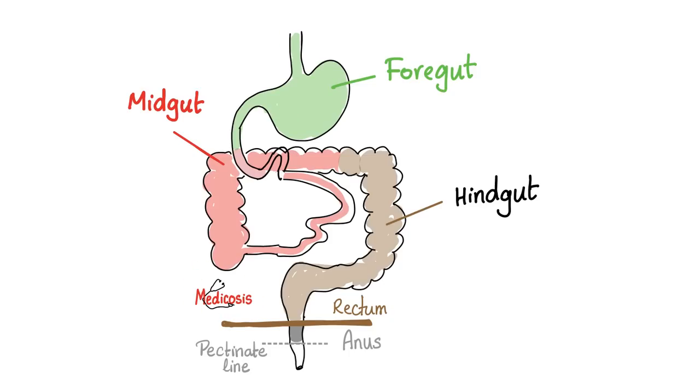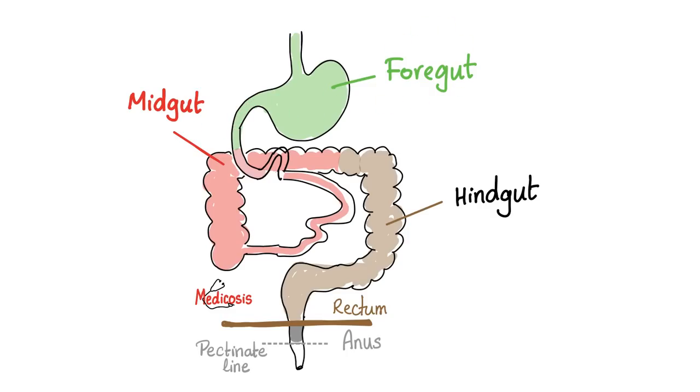Alright, let's talk about your gut. You have your foregut, then the midgut, followed by the hindgut. The foregut extends from the beginning of the gut. It includes the pharynx, the esophagus, the stomach, and the upper half of the duodenum. And that's the end of the foregut.